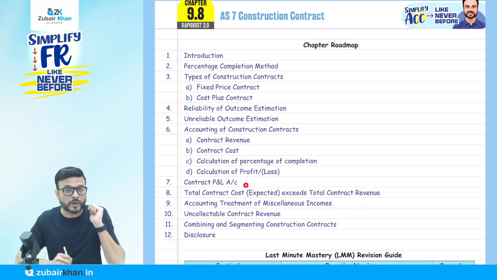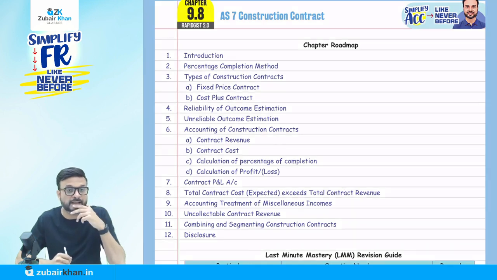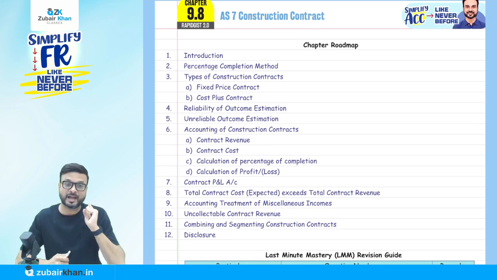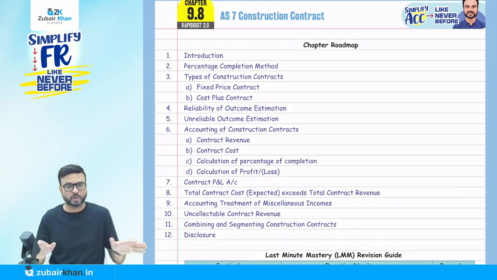Then how to prepare the contract profit and loss account, then if the total contract cost is expected to exceed the total contract revenue, what should be the accounting treatment in that case, accounting treatment of miscellaneous income, uncollectible contract revenue, combining and segmenting construction contracts, and disclosures. There are so many things, but don't worry, it is very simple.